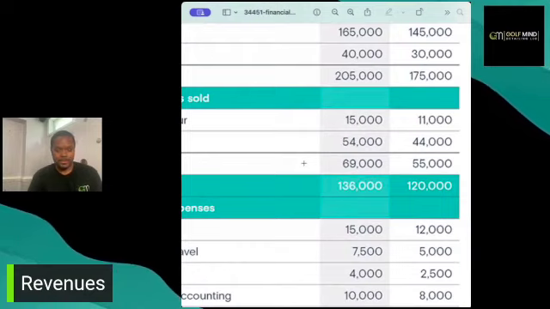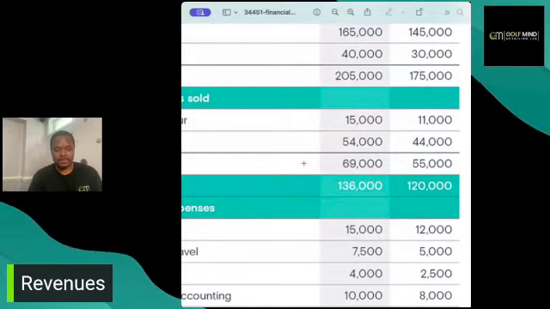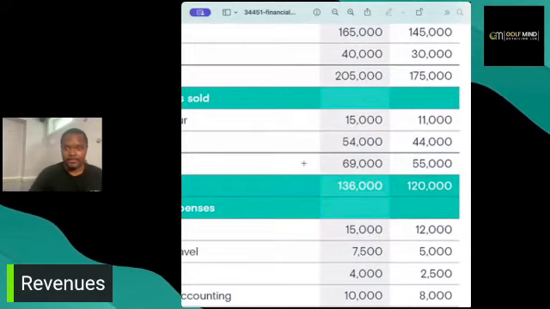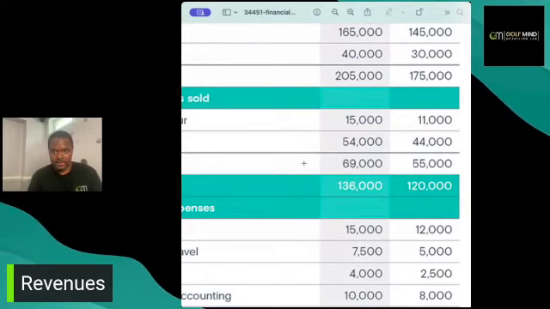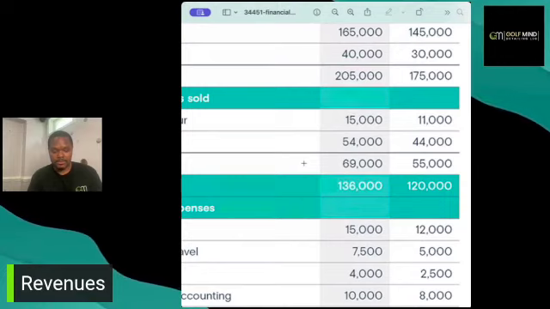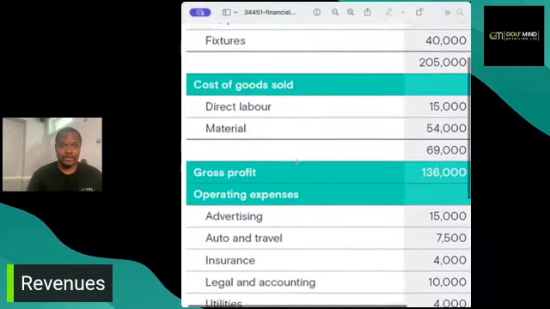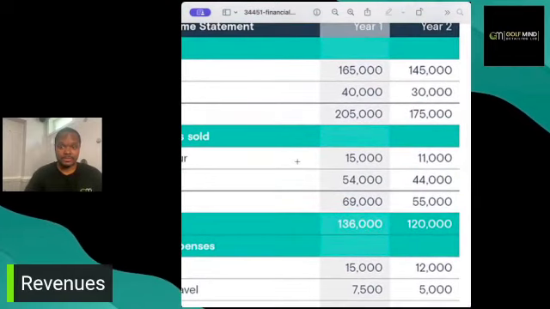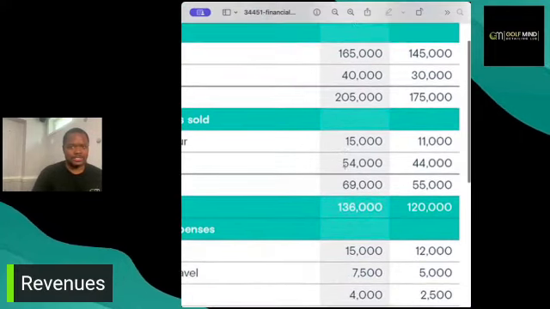Let's do this. 69,000 plus 54,000 plus 15,000 equals. Did I get that right? So I got 138,000, right? 138,000. You see that? 138,000. On here it has 136,000, which is interesting.